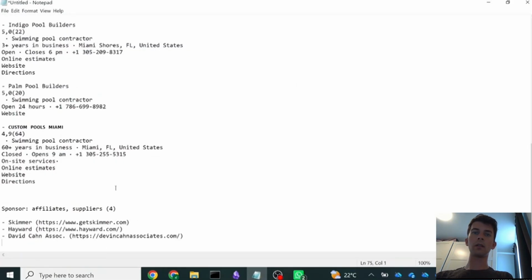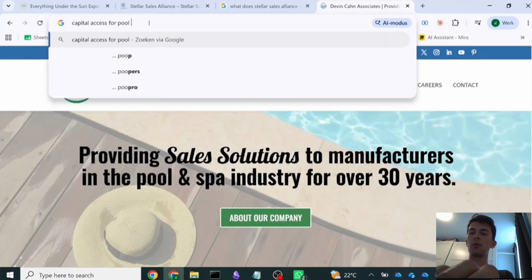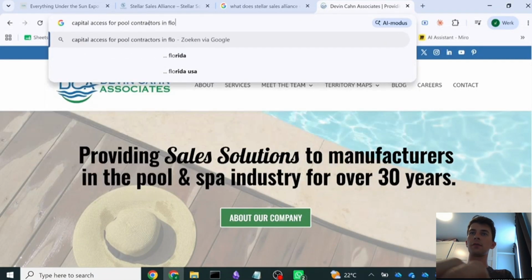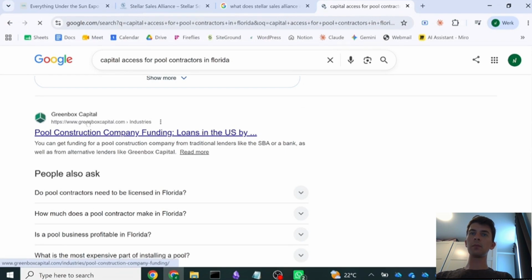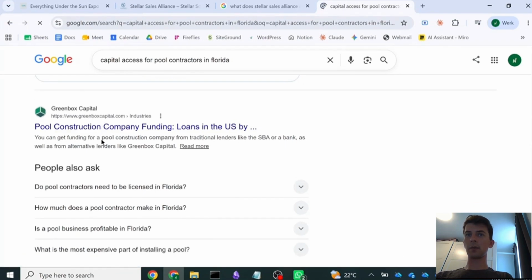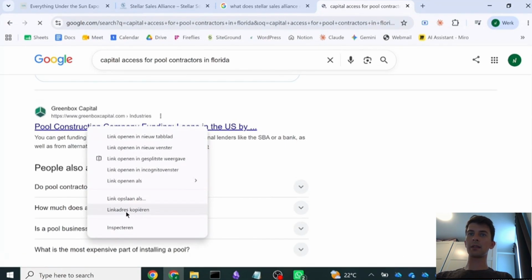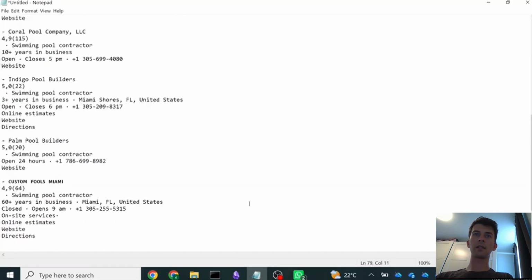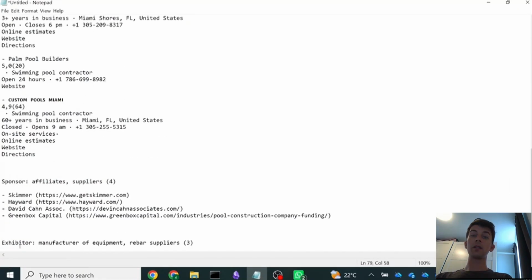We need one more. How about Capital Access for Pool Contractors in Florida? So Greenbox Capital is the first thing to come up in the organic search results. I'm just going to go ahead and save that. Next, we're going to take a look at some potential exhibitors. So we're looking for 3 exhibitors for the next annual convention, the annual expo for the Florida Swimming Pools Association.